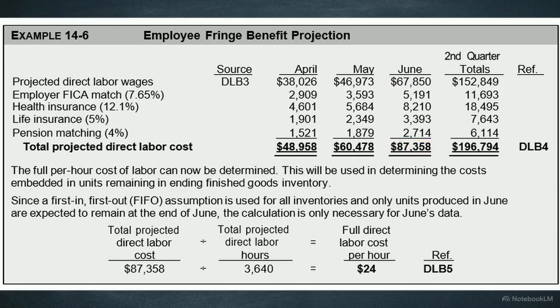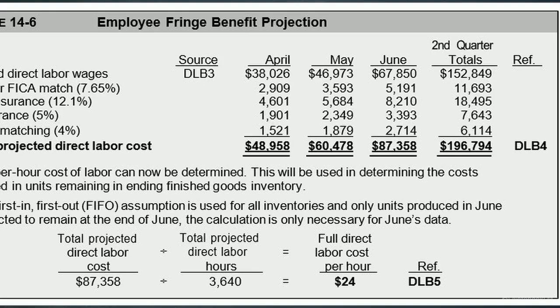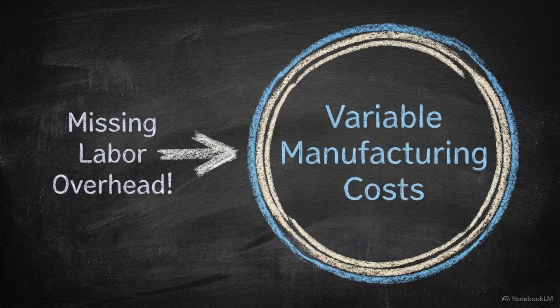$87,358. Next, we convert this total pool into a single hourly rate by dividing the total labor cost by the total projected labor hours. This gives us our exact data point, a fully loaded direct labor cost of $24 per hour. Failing to capture fringe benefits right here fatally underestimates the variable manufacturing costs for the rest of the year.